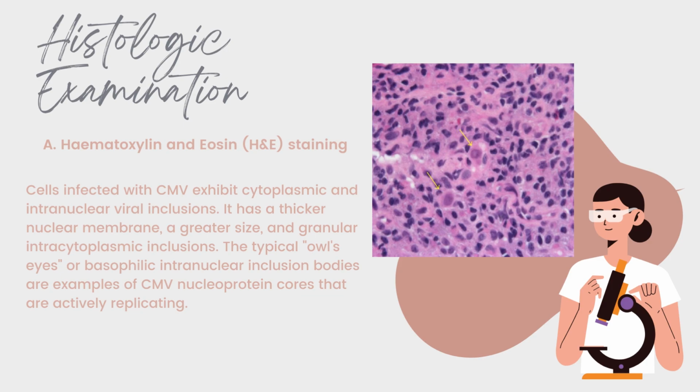Cells infected with CMV exhibit cytoplasmic and intranuclear viral inclusions. The CMV-infected cells are indicated on the image by yellow arrows. It has a thicker nuclear membrane, a greater size, and granular intracytoplasmic inclusions. The typical owl's eyes or basophilic intranuclear inclusion bodies are examples of CMV nucleoprotein cores that are actively replicating.